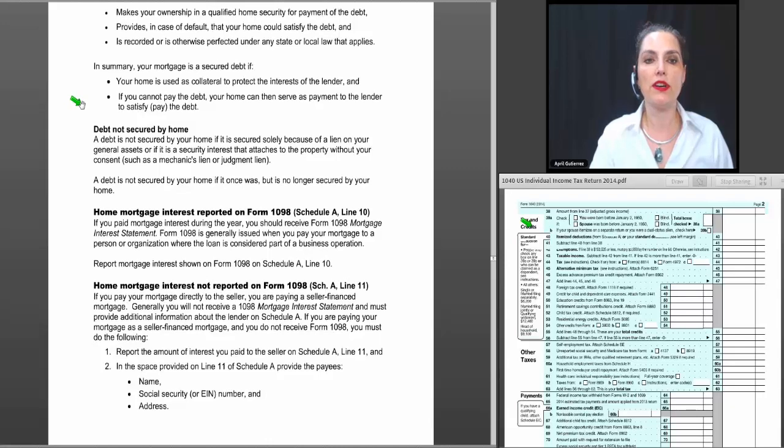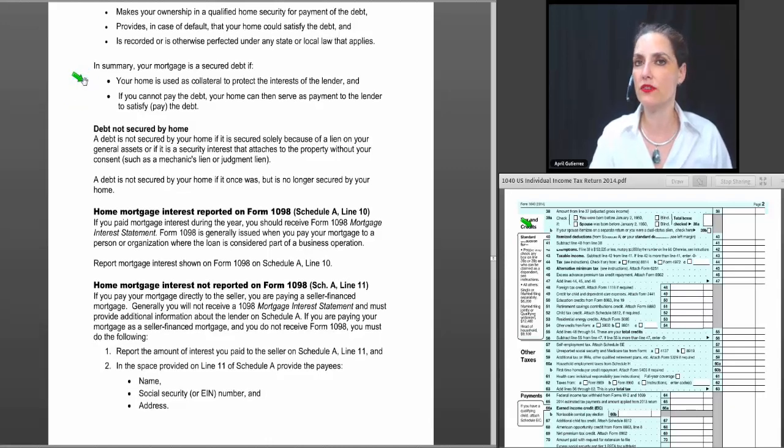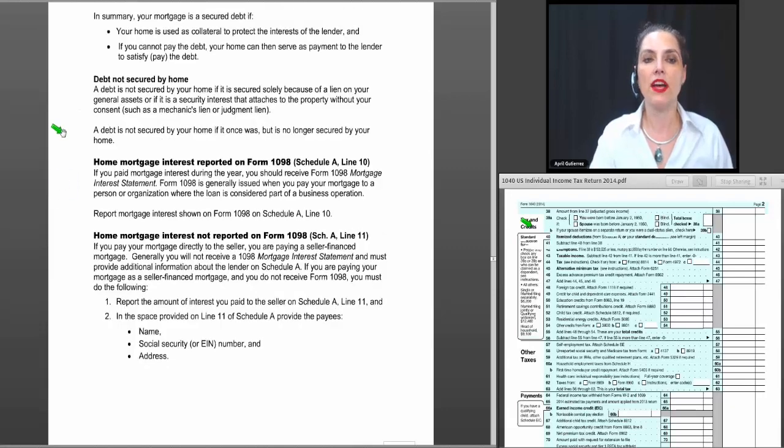In summary, your mortgage is a secured debt if your home is used as collateral to protect the interests of the lender, and if you cannot pay the debt, your home can then serve as payment to the lender to satisfy or pay that debt. When is debt not secured by the home?